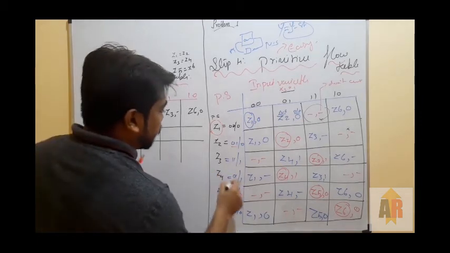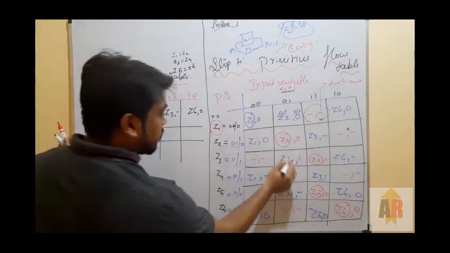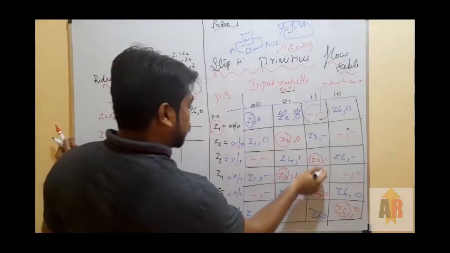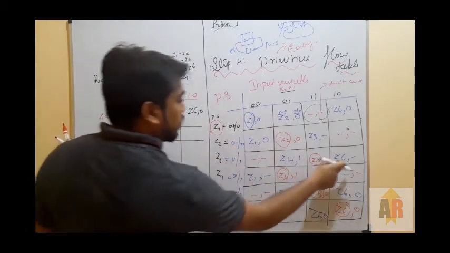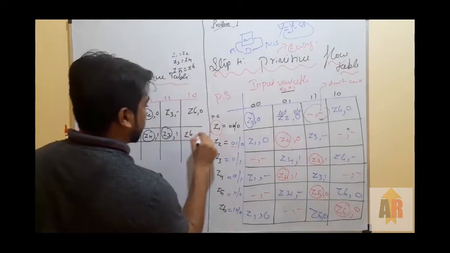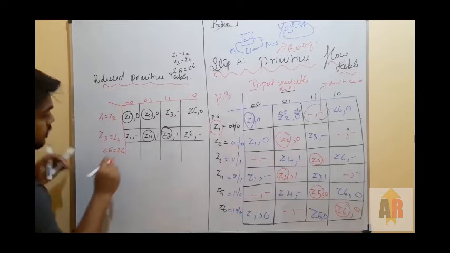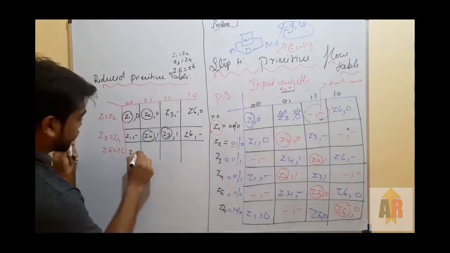Z3 is equal to Z4. So these two Z1 comma dash. These two Z4 circle comma 1. These two Z3 circle comma 1. Z6 comma dash. Then finally Z5 comma Z6. So Z1 comma 0.